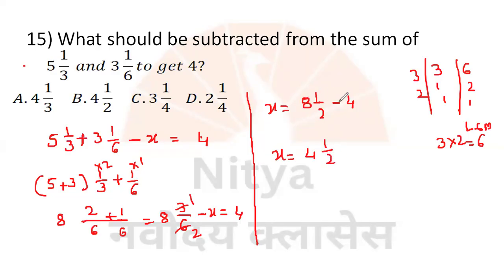Because this is a whole number and this is also a whole number, no? We first subtract the whole number. So that is 8 minus 4. First we subtract the whole part, no? After that the fraction part. But here the whole part is 8 minus 4, so 4. The fraction part is only one number, so 1 by 2 as it is. So 4 and 1 by 2 is the answer. So check out 4 and 1 by 2, option B is the answer. Okay, next one.